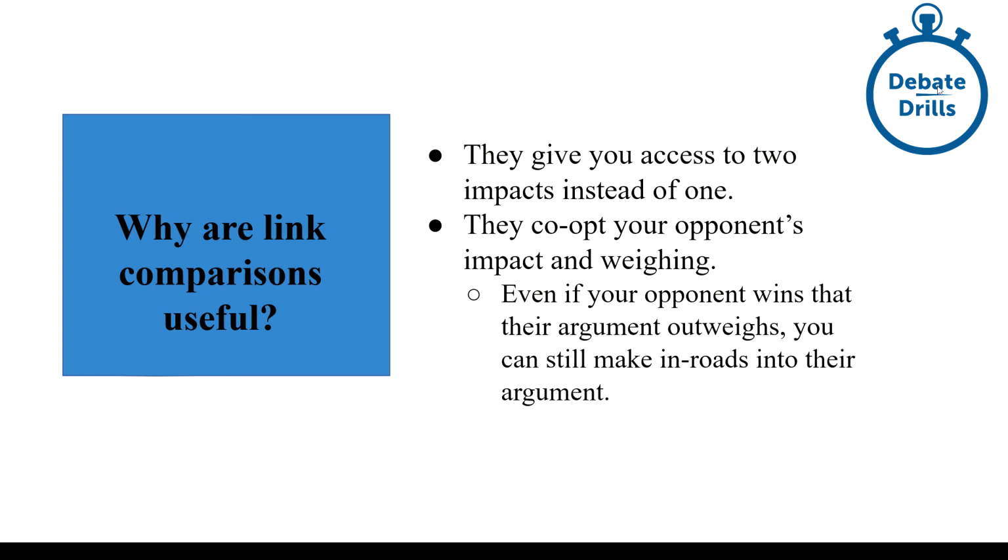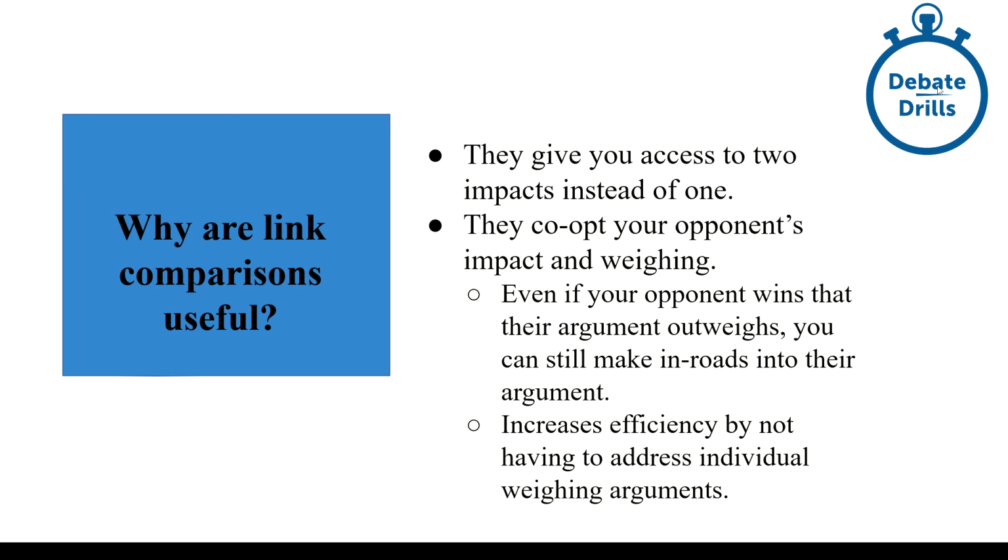That's really important because even if your opponent wins the weighing debate, you can still make inroads to their argument. For example, if you're running a poverty argument and a team that's running war says that their war argument outweighs because death is irreversible and poverty isn't, even if that's true, if you read a link comparison as to why poverty causes war, you're also able to access their own severity weighing, and now they are no longer able to beat you with it.